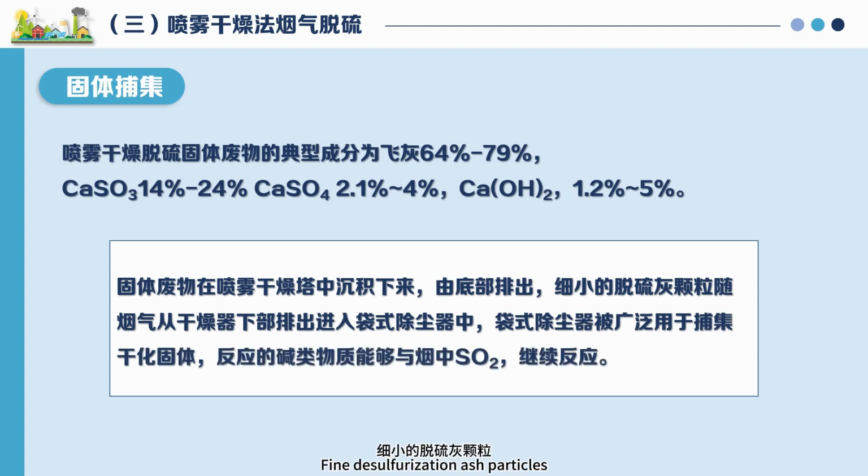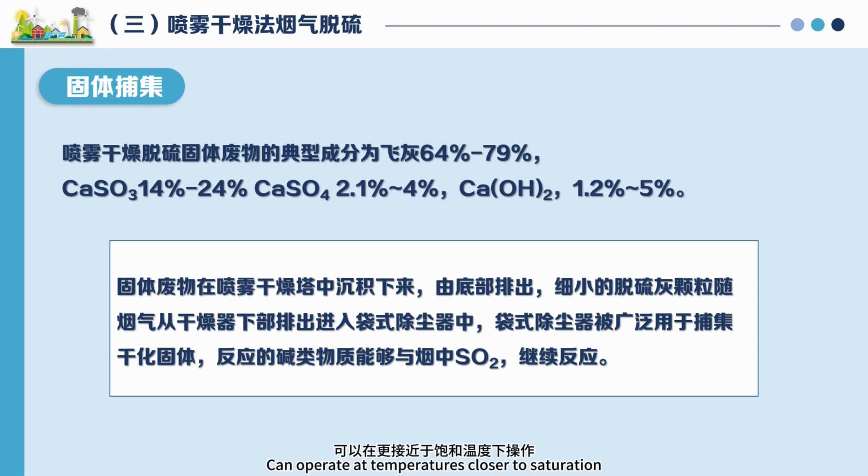Fine desulfurization ash particles, as the flue gas is discharged from the lower part of the dryer, enter the bag filter. Bag filters are widely used for collection. The dry solid, a reactive alkaline substance, can continue to react with sulfur dioxide in the flue gas. Research has shown that removal of sulfur dioxide in bag dust collectors can account for 10% of the total removal rate of sulfur dioxide.